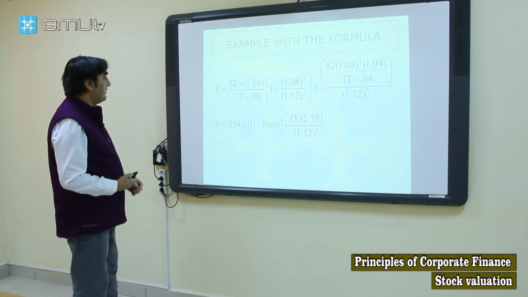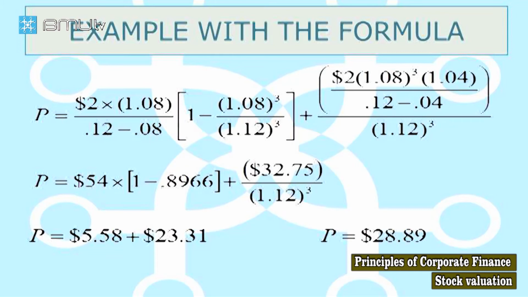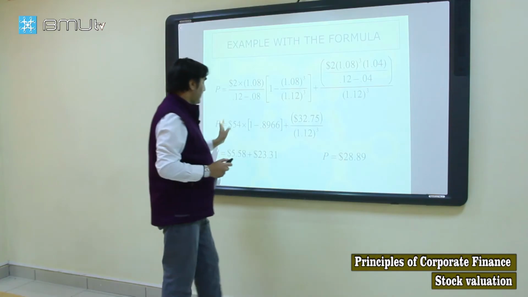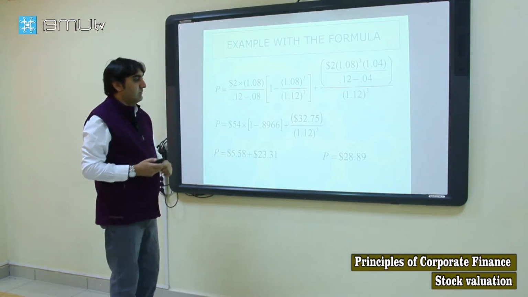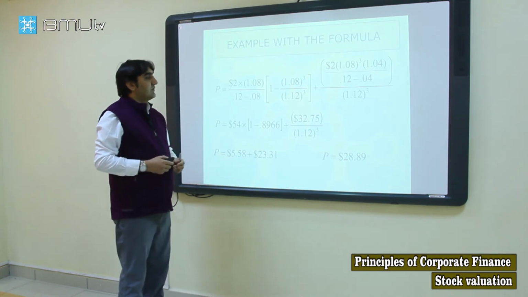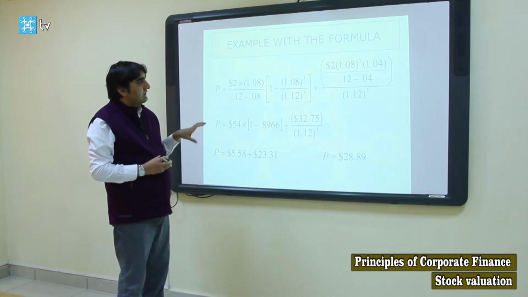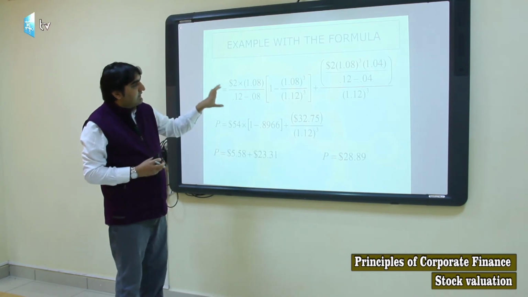And calculating all these numbers, we get $28.89. So again, this part is growing annuity of first 3 years, and this is present value of growing perpetuity starting from 4th period to infinity. Sum up all these numbers, we get $28.89. So this is with dividends with differential growth rate.